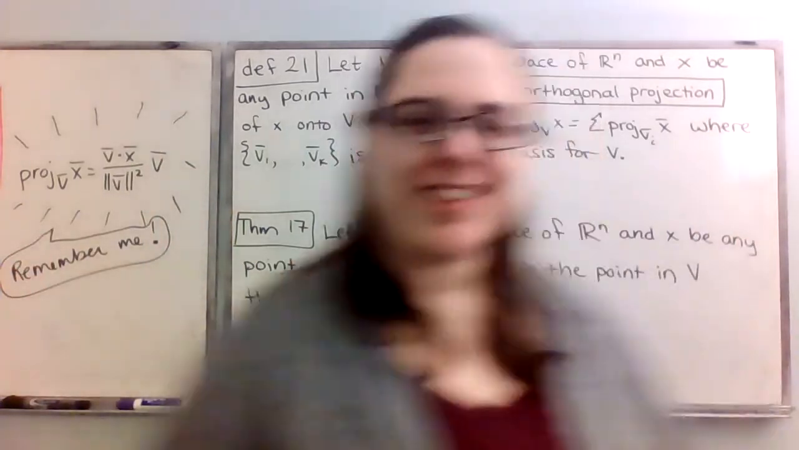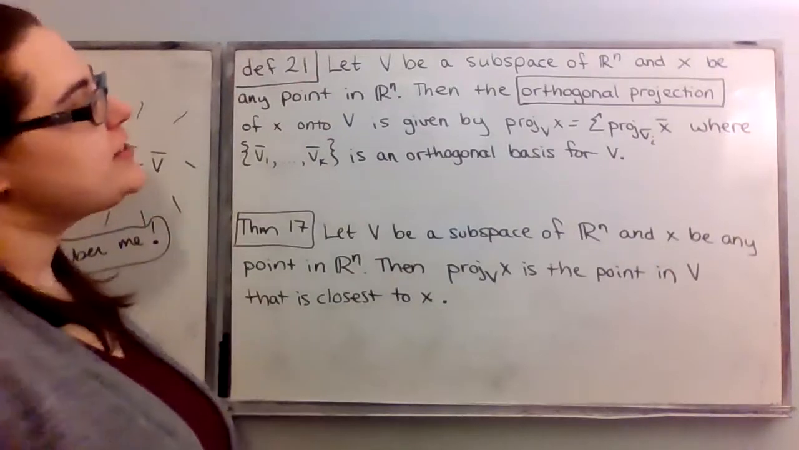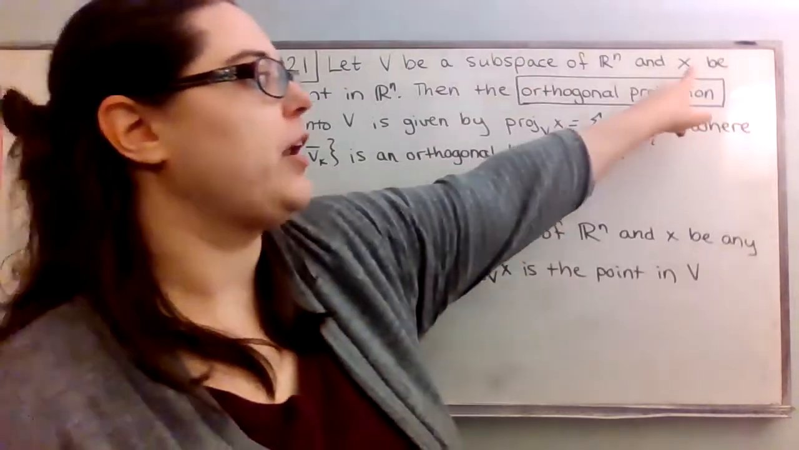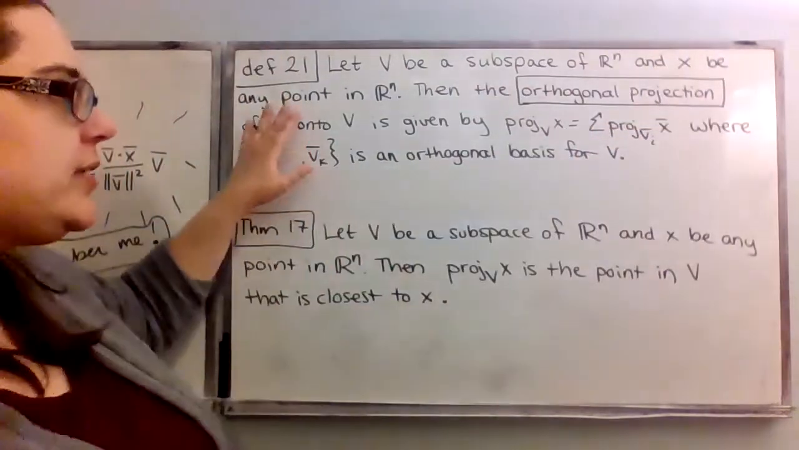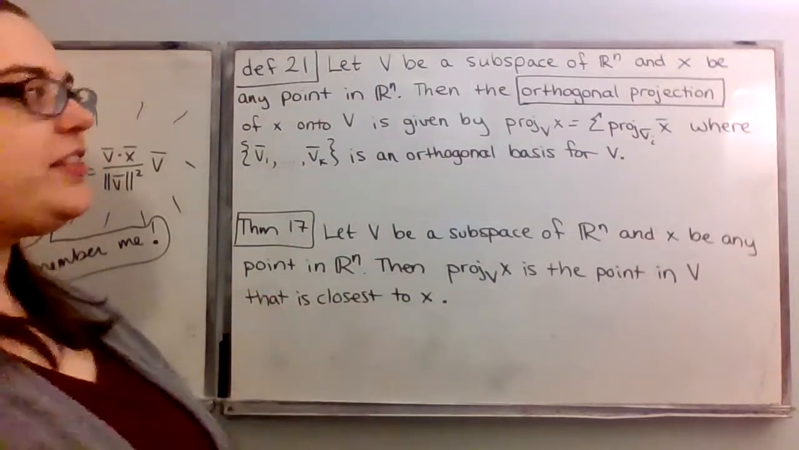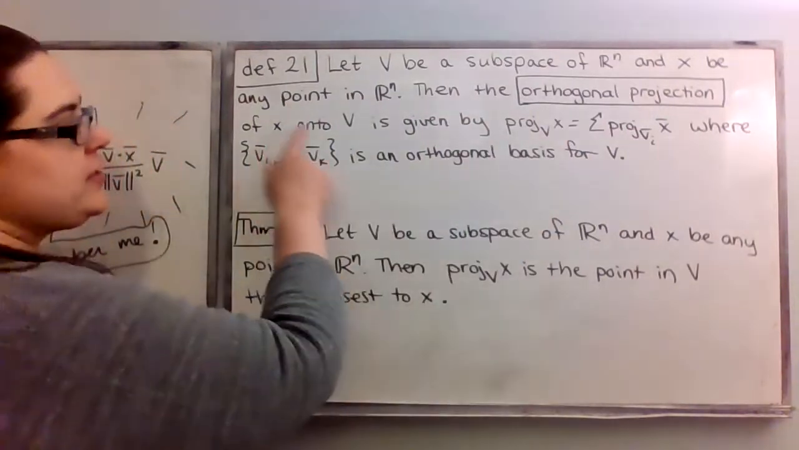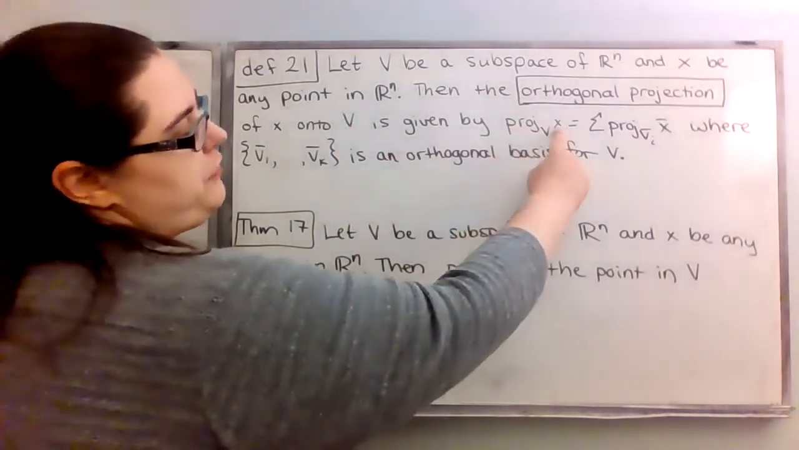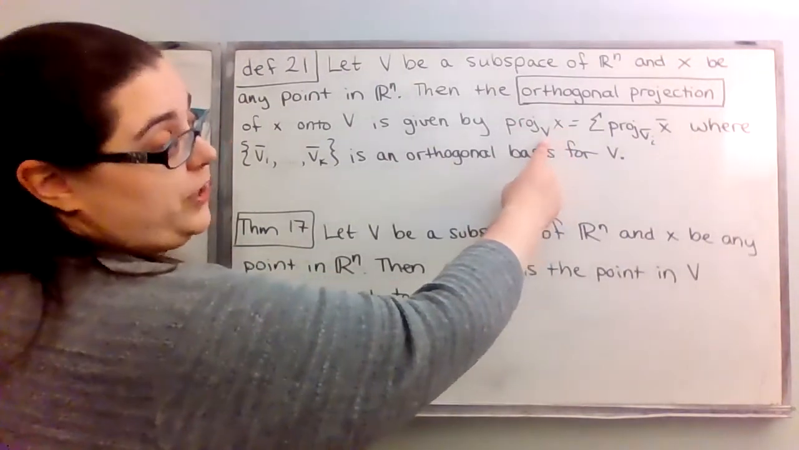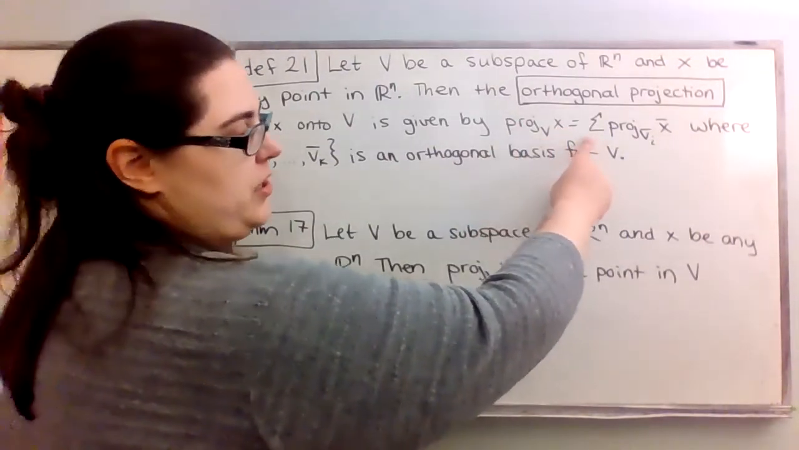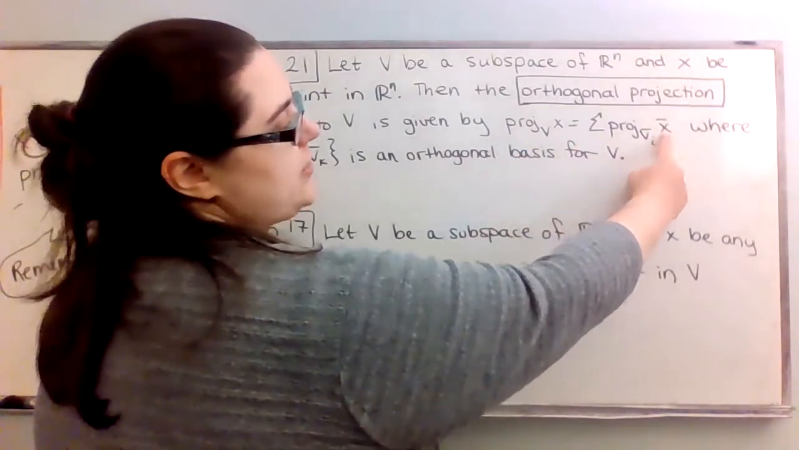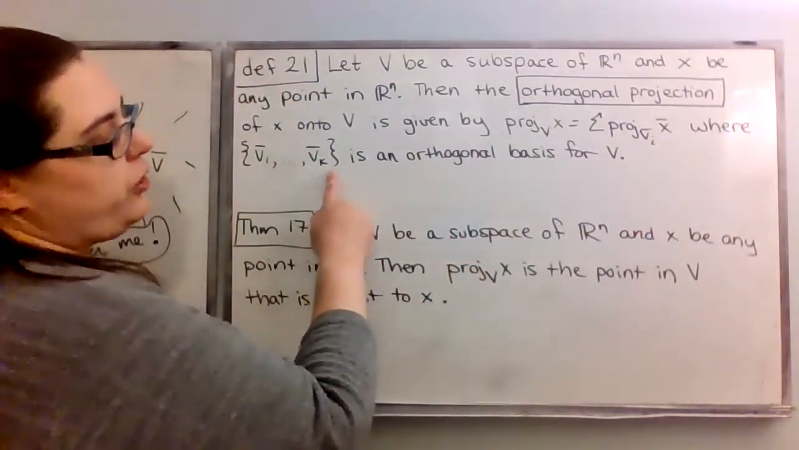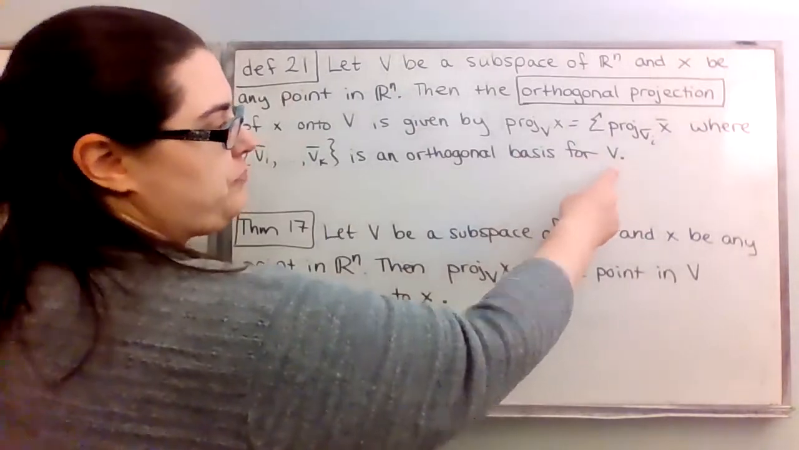Hooray! Okay, so definition 21 says we're going to let V be a subspace of Rn, and X, notice there's no line above it, so just X is a point in Rn. Then the orthogonal projection of X onto that subspace V is the sum of the projection of the vector X onto each of the Vi's vectors, where those Vi's form an orthogonal basis for V.